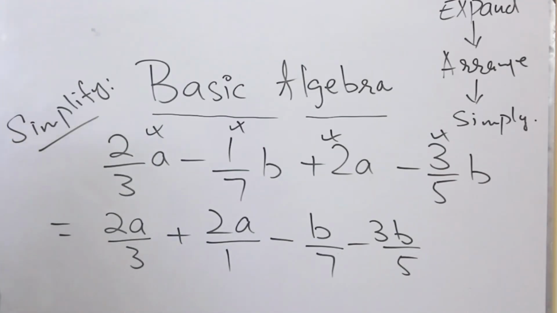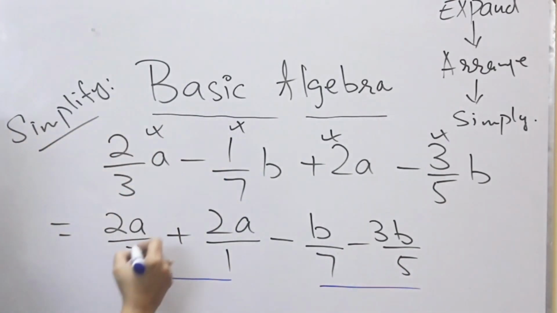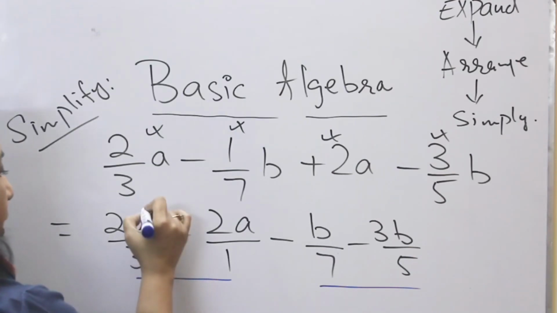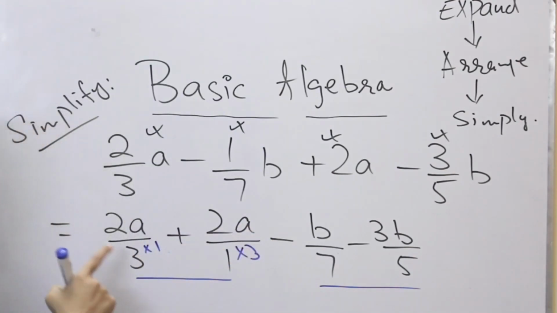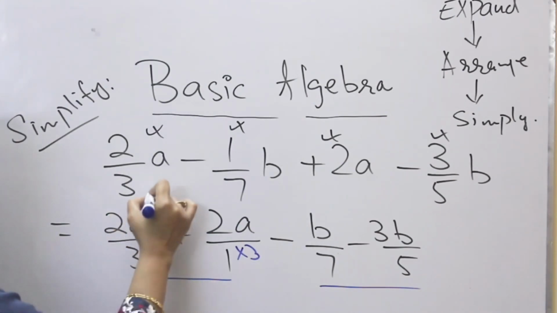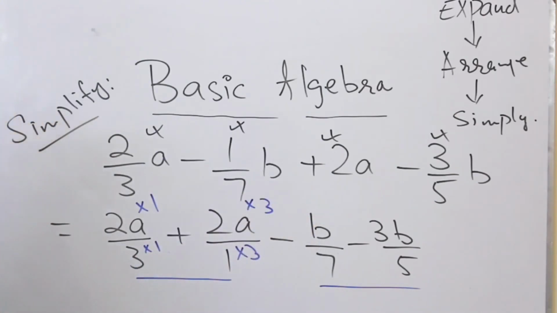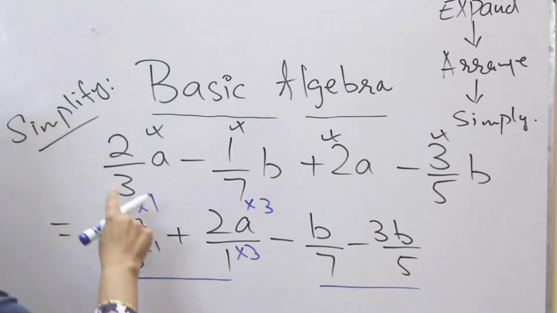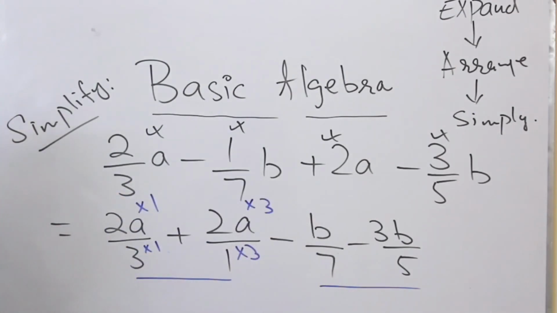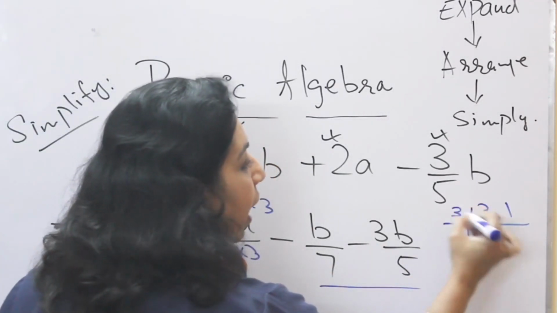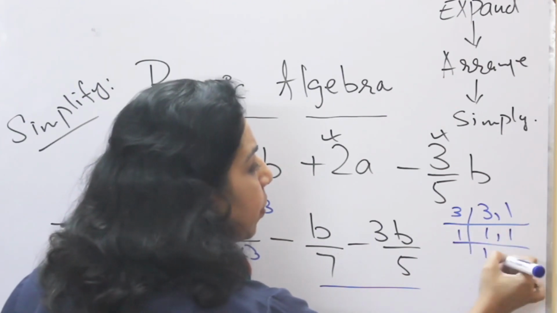For simplification we have to take the LCM of the denominators. LCM of a's separate, LCM of b's separate will help us. 3 multiplied by 1 and 1 multiplied by 3. So if I have multiplied this 3 with 1, I shall multiply this 2a with 1, and I shall multiply this 2a with 3. Both are 2a's. How have I taken the LCM? I have taken the denominators 3 and 1. The LCM of 3 and 1 is 3. Definitely you can check. If you take the LCM of 3 and 1, you will have 3 one times and 1 three times.